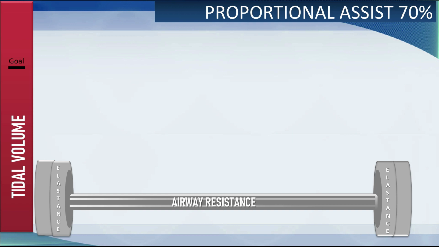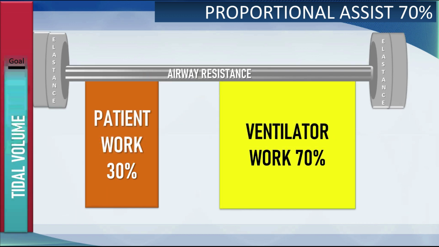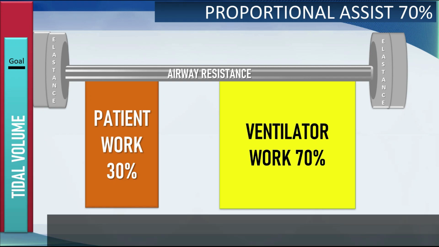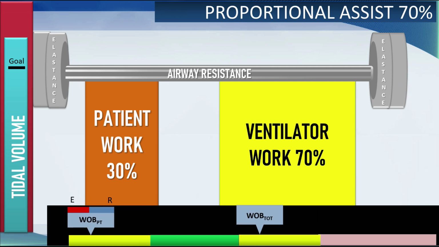In this example, as you can see on the top of the screen, the assist is set to 70%. The patient will do 30% of the work and the ventilator 70%. Let's see what happens. You will immediately notice that the tidal volume has overshot the goal. And if we look at the work of breathing bar that is designed specifically for PAV, you will notice that the patient is in the lower yellow zone for their work of breathing. In other words, not doing enough work.